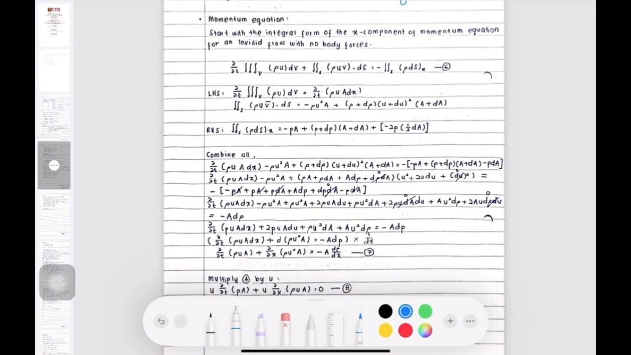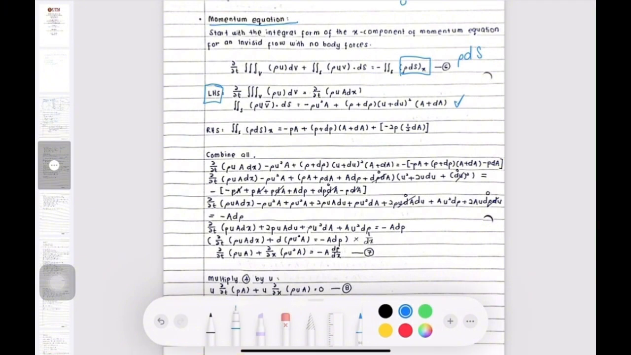Okay, next is the momentum equation. The integral form of the x component of the momentum equation for an inviscid flow with no body forces, where the term rho dS_x denotes the x component of the vector rho dS. Then we need to apply the equation to the shaded control volume. From the left hand side, cancelling like terms and ignoring products of differentials, the equation becomes, in the limit dx becoming very small, like this.